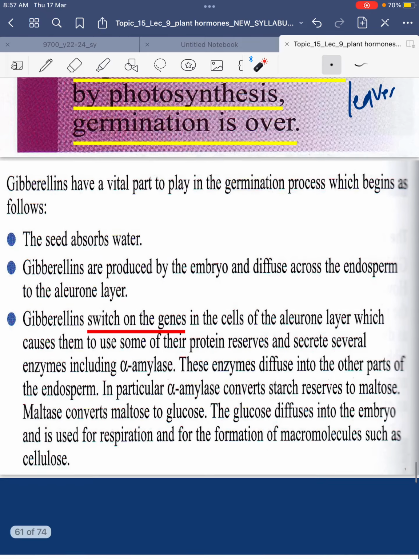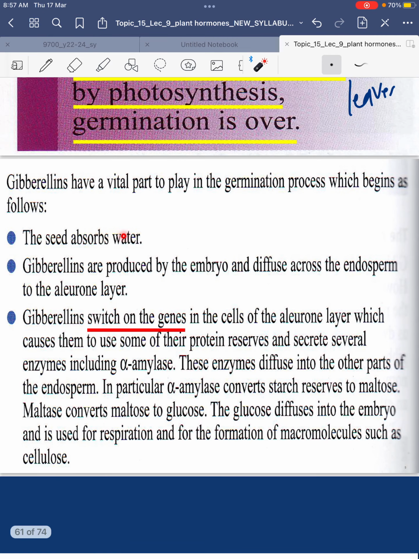All right, the sequence is like this. So seeds absorb water. Gibberellins are produced by the embryo. Very, very important, by the embryo. They diffuse across the endosperm to the aleurone layer. Gibberellins switch on the genes in the cells of the aleurone layer, which cause them to use some of the protein reserve to secrete several enzymes, including amylase.